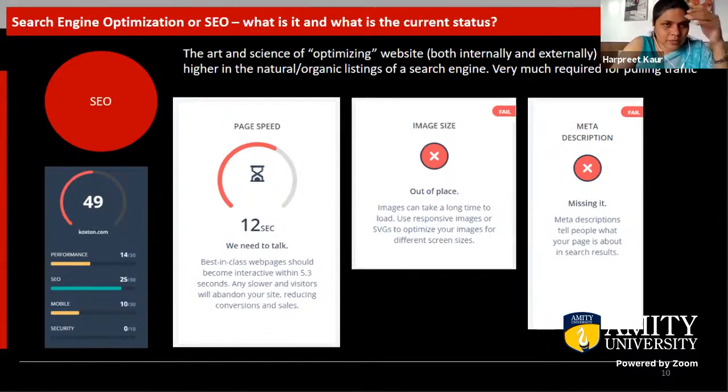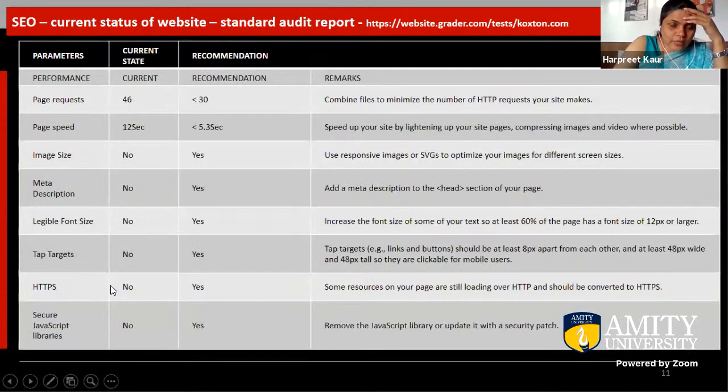So for example, when this player came to me, I was looking at this through Website Grader. What is the page speed? What is the image size? Are meta descriptions there or not? What is the overall performance in mobile, security, etc.? Once you look at that, you decide that this all needs to be fixed. For example, page requests currently are 46, they should be less than 30. So you combine the files so that your number of HTTP requests goes down. In that, you can also look at, is it HTTP2 or HTTP1?